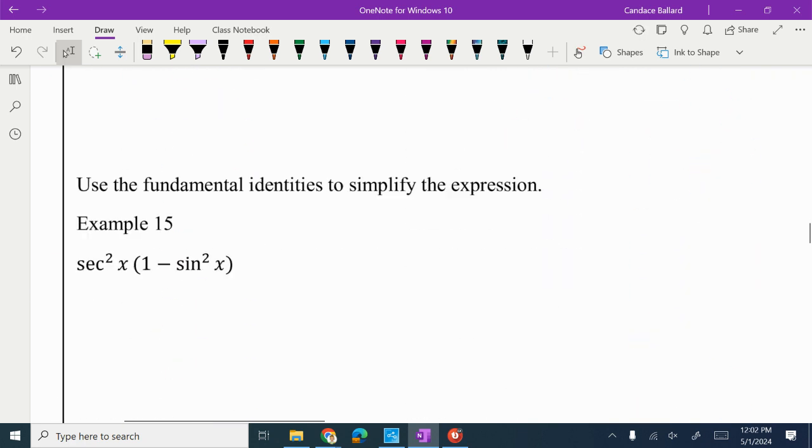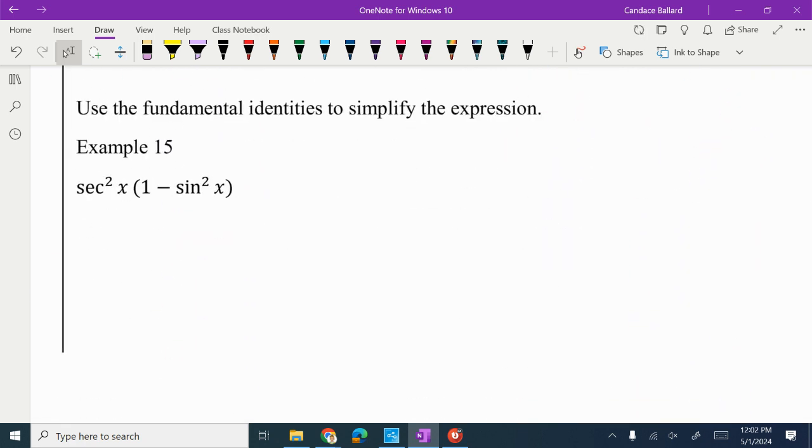Okay, sometimes they're not so nice. In these examples, they say use the fundamental identities to simplify the expression. So we just have to get it as simple as we can, and we don't have an answer to go by. The first thing I'm noticing is some Pythagorean here. First of all, this looks awfully Pythagorean to me.